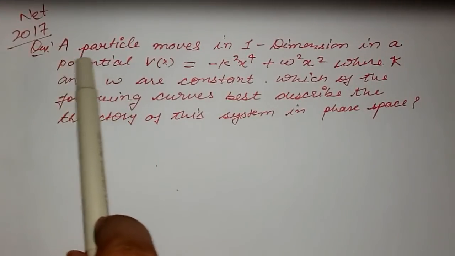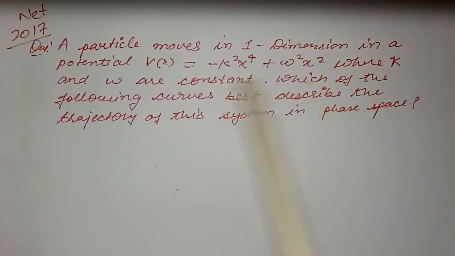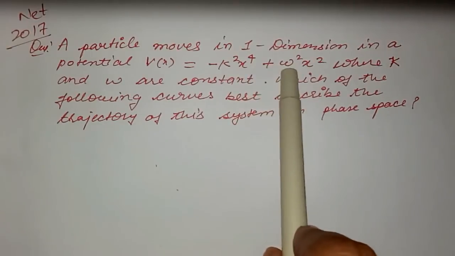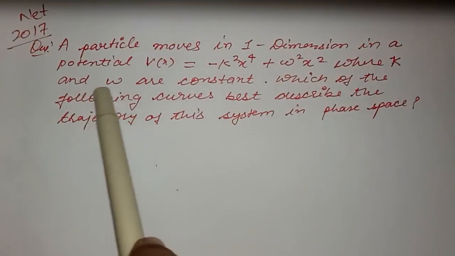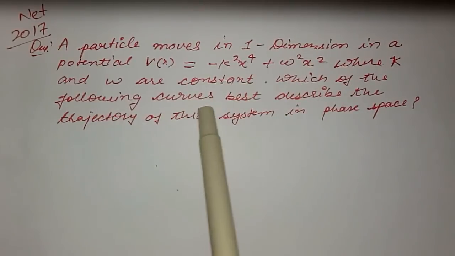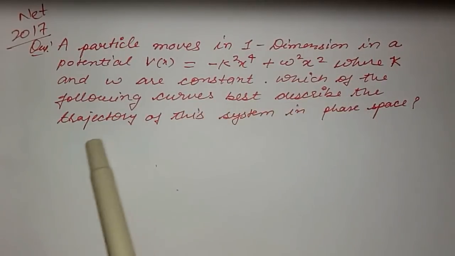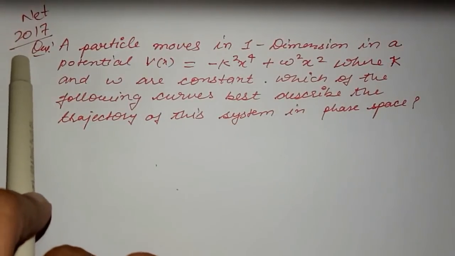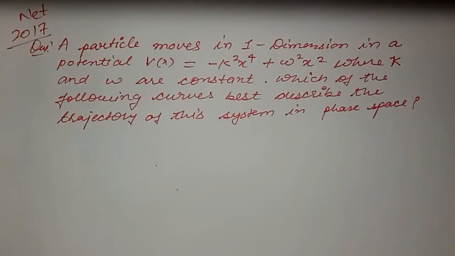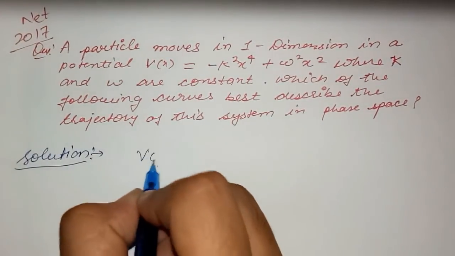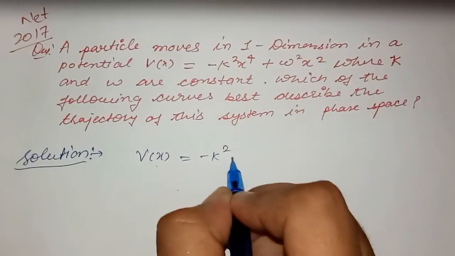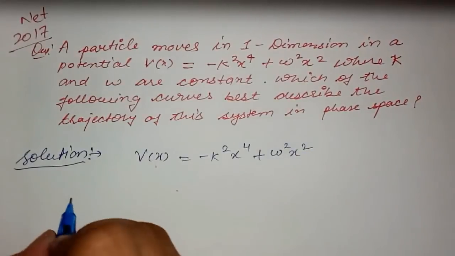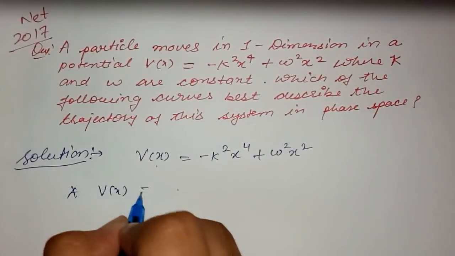The next question: a particle moves in one dimension in a potential equal to minus k square x to the power 4 plus omega square x square, where k and omega are constants. Which of the following curves best describes the trajectory of the system in phase space? This question came in NET 2017. The solution: the potential is V(x) equal to minus k square x to the power 4 plus omega square x square. The first step is V(x) equal to 0.